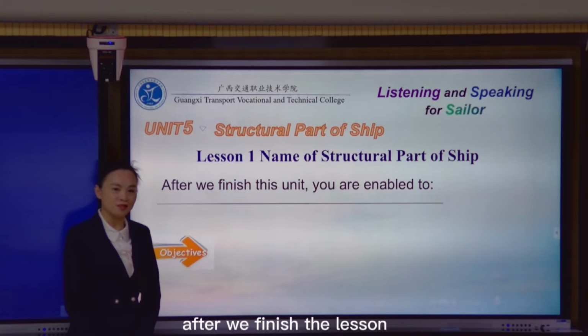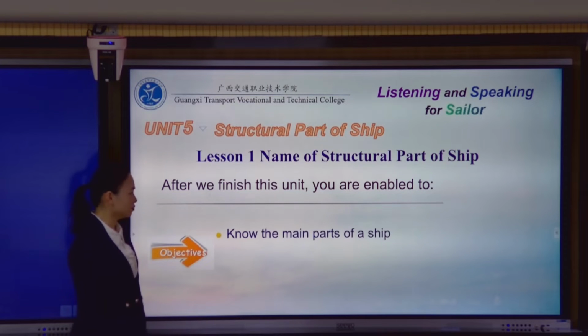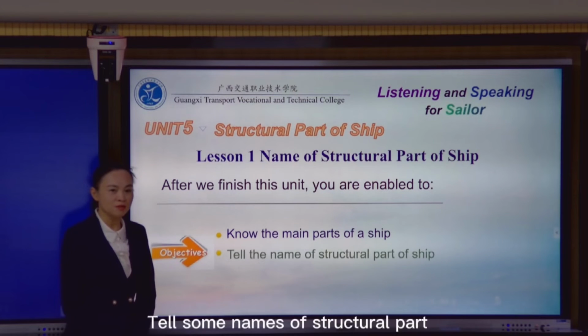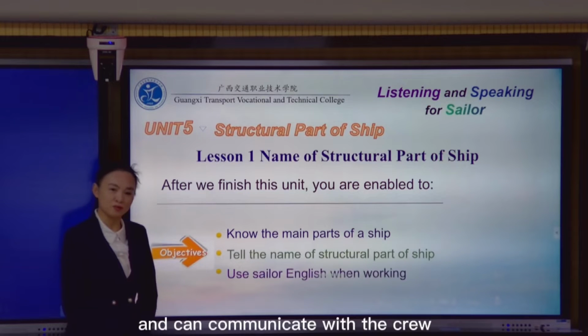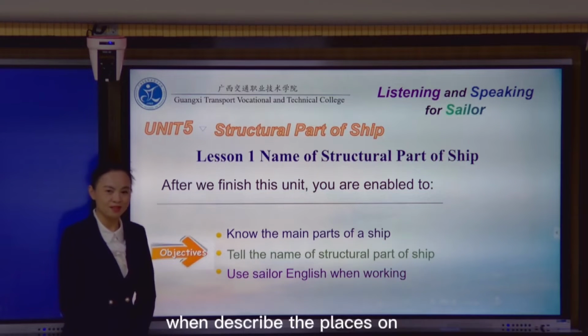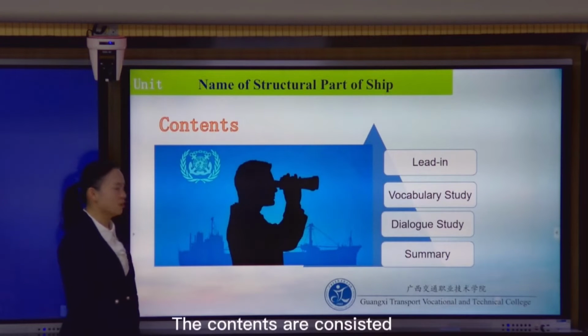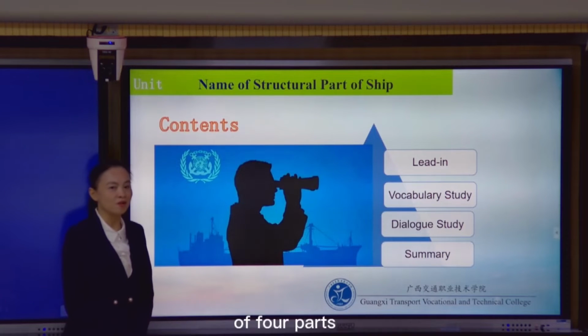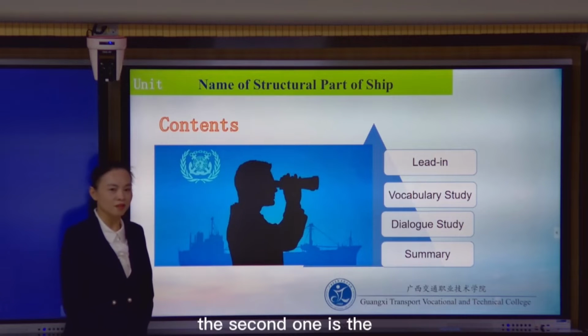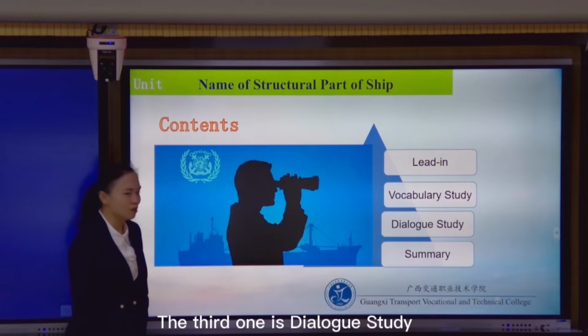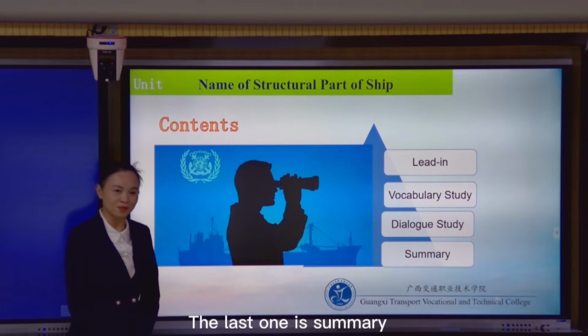After we finish the lesson, we should be able to know the useful words and expressions about the main parts of a ship, tell some names of structured parts of a ship according to the picture, and communicate with the crew when describing places on board. The contents consist of 4 parts. The first one is the leading, the second one is the vocabulary study, the third one is dialogue study, and the last one is summary.